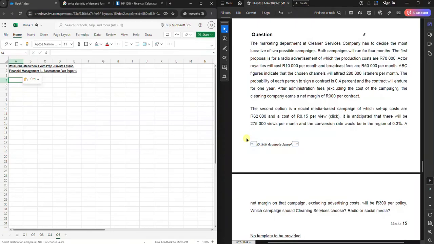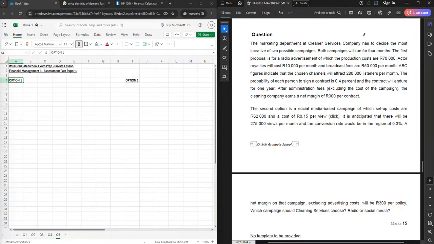The second option is a social media-based campaign in which setup costs are 62,000, which are just less than the 70,000, and a cost of 0.15 cents per view, which is in theory the listeners. It's anticipated that there will be 275,000 views per month, and the conversion rate would be in the region of 0.3%. The net margin of that campaign excludes advertising costs, and will be 300 Rand per policy, meaning 300 Rand of the 0.3% of the 275,000 views.